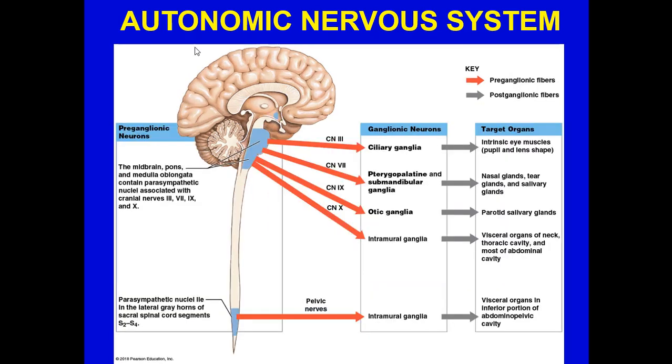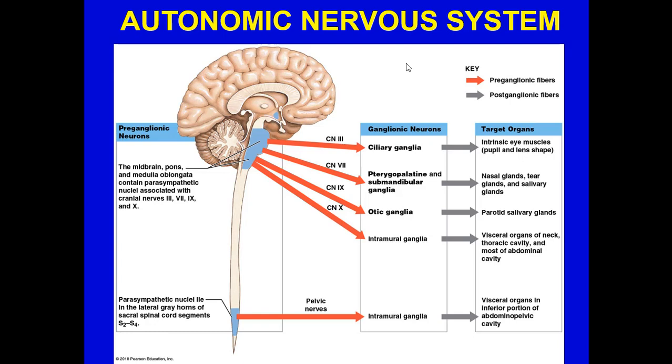Now, if you take a look at the parasympathetic, it's a little bit different. Here you have basically 4 cranial nerves. Cranial nerve 2 will have its preganglionic neurons come in contact with the ciliary ganglia. Their postganglionic neurons will then affect the intrinsic eye muscles, thereby altering pupil and lens shape.